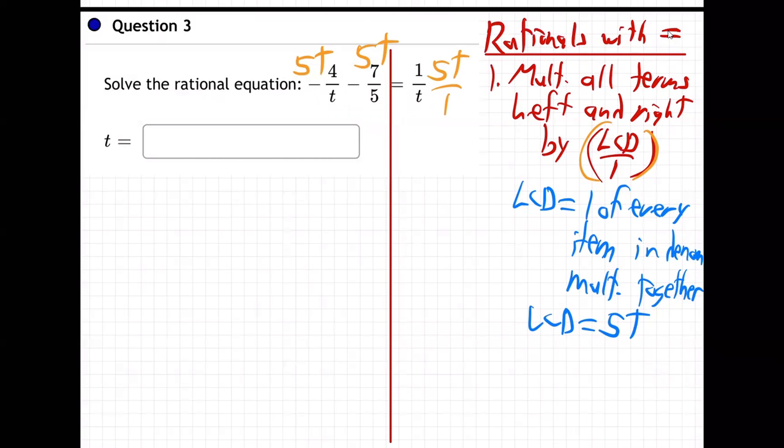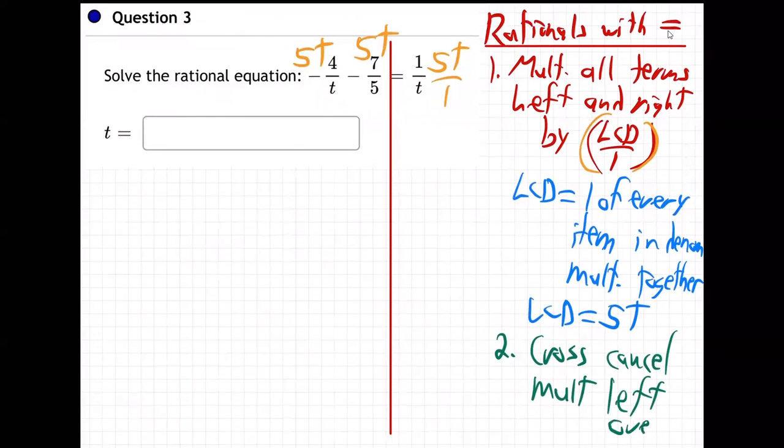All right, and then what do you do from there? Well, step 2 is cross cancel and multiply whatever's left over, the leftovers. So I'm going to go t cancels t. Let me go a little slow here. T cancels t, and what's left over? Minus 20. See how I did that? 5 times minus 4 are both left over.